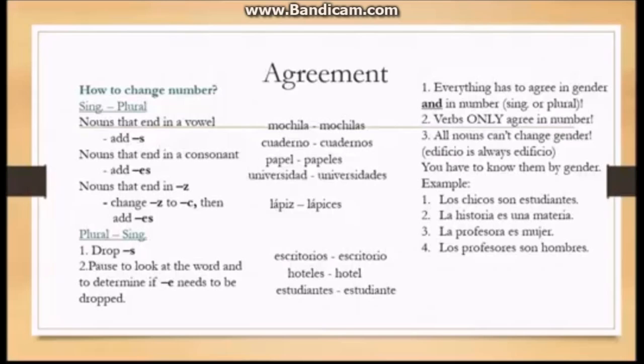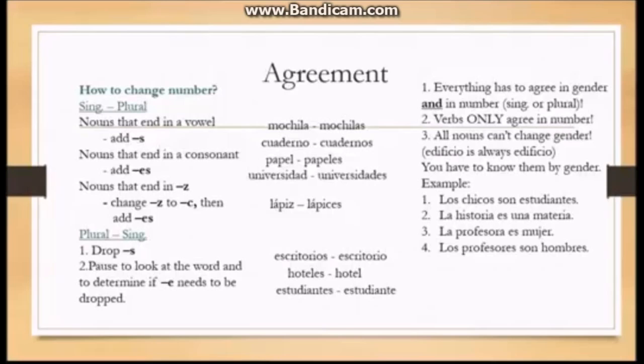When it comes to nouns that end in consonants, you have to be familiar with the noun. For example, papel, universidad, and lápiz end in consonants. We need to figure out what we know about the word itself. Papel ends in l, universidad ends in dad, but more importantly, it ends in dad. And lápiz ends in z.